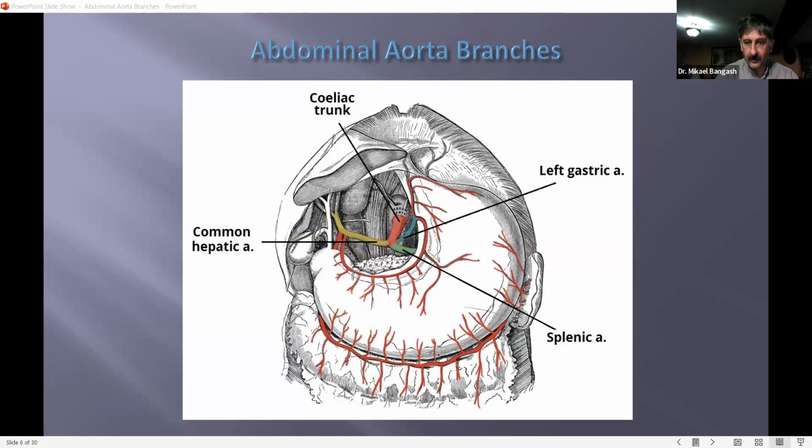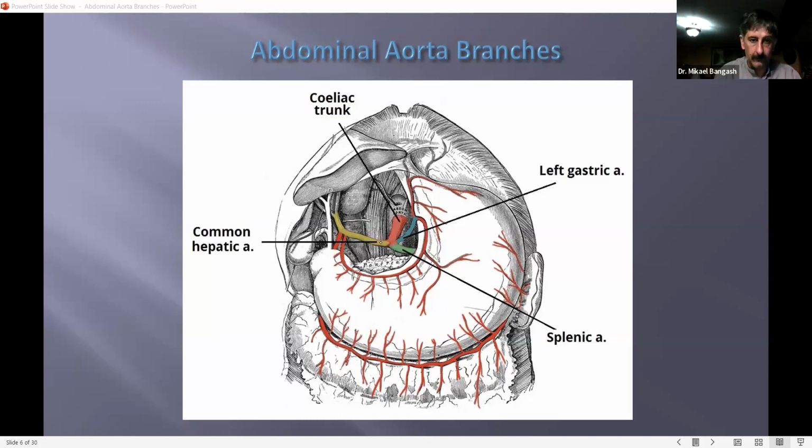At its end, before reaching the spleen, the splenic artery is going to give off the left gastroepiploic artery. Did you guys get that?